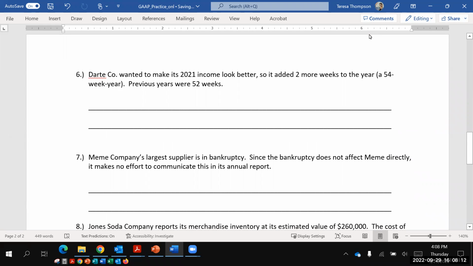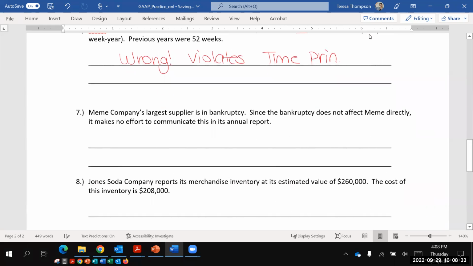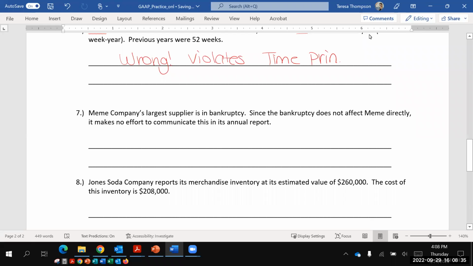Let's see, we have Darte Inc. or Darte Company. They want to make their income look better. So they've added 2 more weeks to the year. No, that's wrong. They can't do that. Why? It violates the time period assumption. Okay. Next one, we have a company whose largest supplier is in bankruptcy. And since the bankruptcy does not affect the company directly, they're not going to make any effort to communicate that. No, that violates the full disclosure principle.